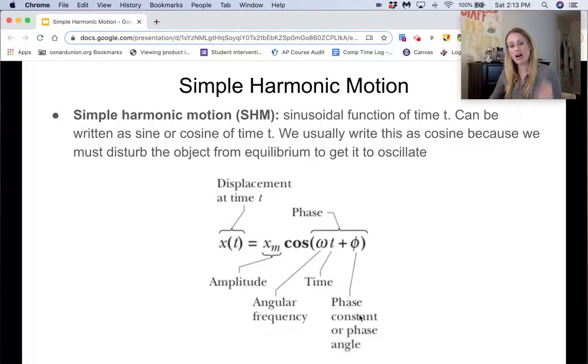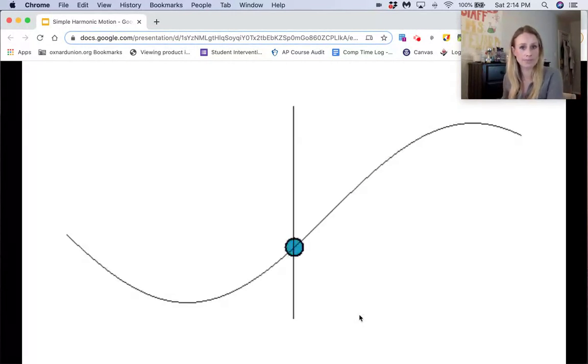Now, the phase constant is there, and we also could call this the phase angle because we might shift this graph depending on when we start our time t. Sometimes it just drops out, and I'll talk about that a little bit more in a second. But this is like the entire equation. Sometimes we don't have the phase constant there, sometimes we do, but this would be your general equation for displacement as a function of time in simple harmonic motion.